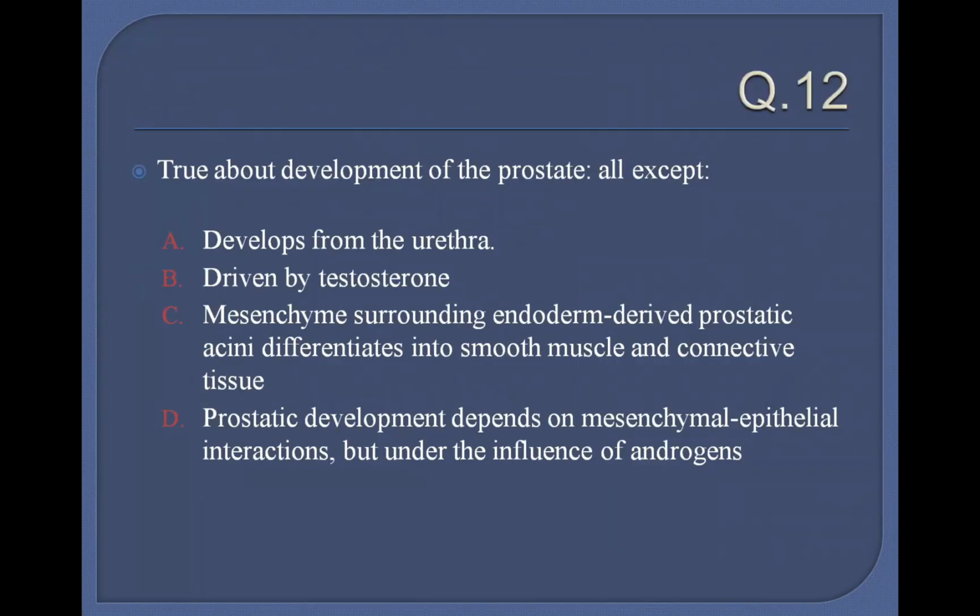Coming to the next question. All except the following are true about development of the prostate. A. Develops from the urethra. B. Driven by testosterone. C. Mesenchyme surrounding the endoderm-derived prostatic acini differentiates into smooth muscle and connective tissue. D. Prostatic development depends on mesenchymal epithelial interactions, but under the influence of androgens.